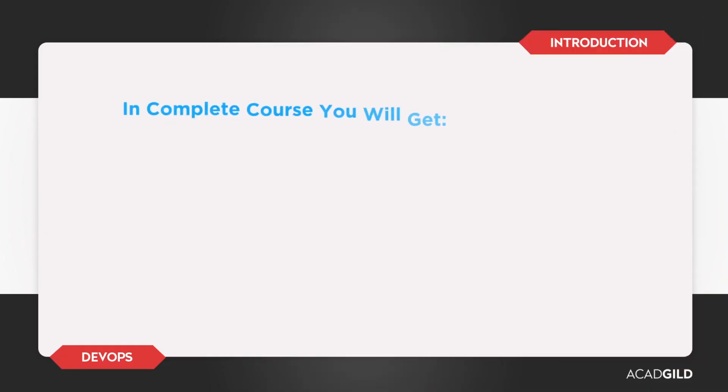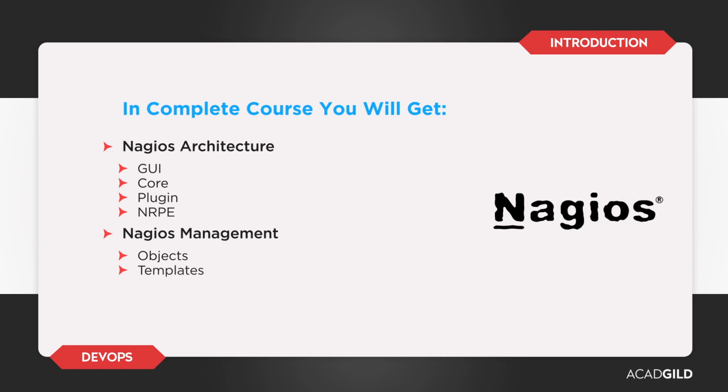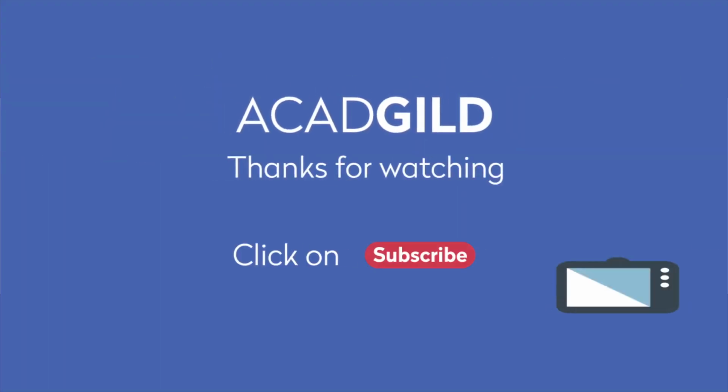In our DevOps course, we shall also discuss in greater length the architecture of Nagios, Nagios GUI, Nagios Core, plugins, and how all of these come together to perform checks on servers. We shall also discuss NRPE and Nagios management, the administrative tasks, objects, what they are, how to create and reuse them, templates, and notifications. Lastly, we shall also discuss how to monitor local services and local resources and remote services and remote resources.